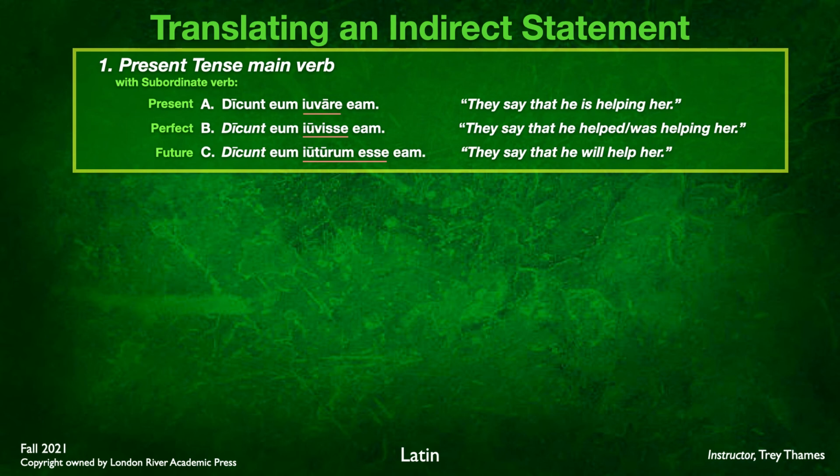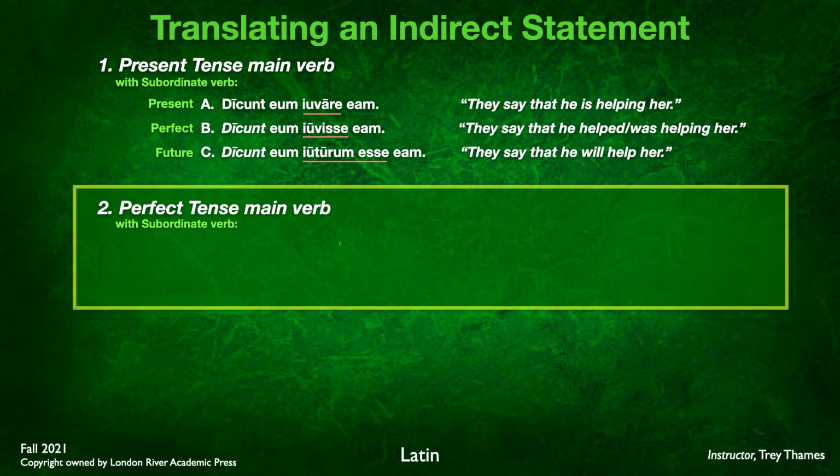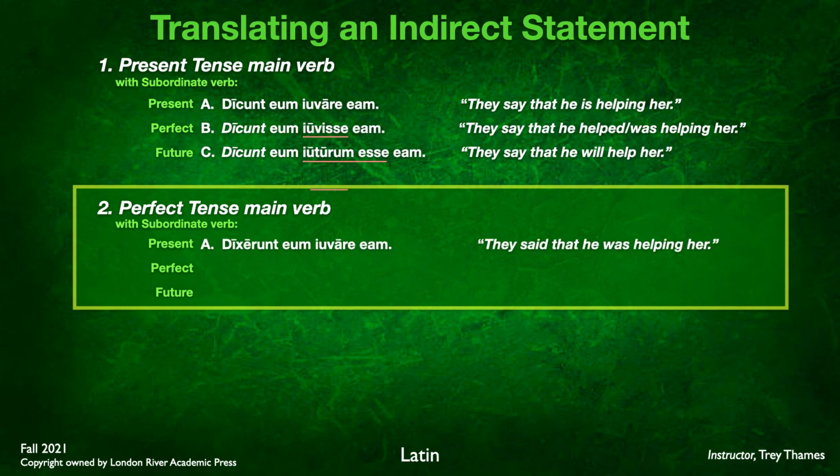Now, let's take this exact same sentence, and what we're going to do now is change the tense of the main verb to a perfect. Again, we're going to use three examples, a present, perfect and future infinitive. So here we have dixerunt errari eam. Now this is the exact same as the earlier example in letter A, but we've changed the main verb to a perfect tense. So dixerunt, they said that he, errari, present tense.